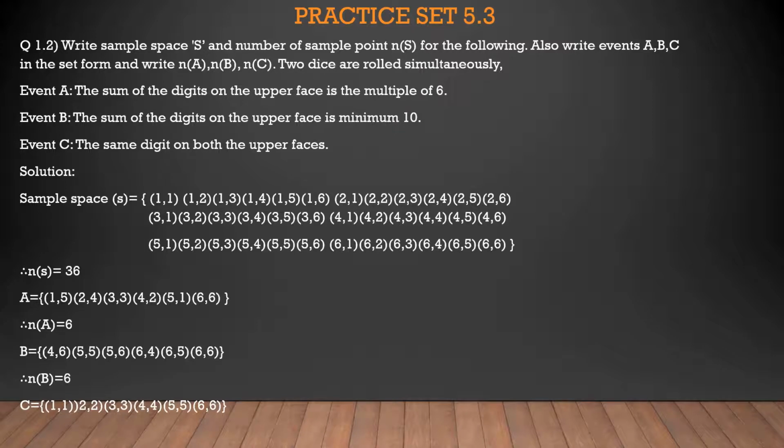Event C is the same digit on both the upper faces. So the sample points in event C are (1,1), (2,2), (3,3), (4,4), (5,5) and (6,6). So total sample points in event C, n(C) = 6.